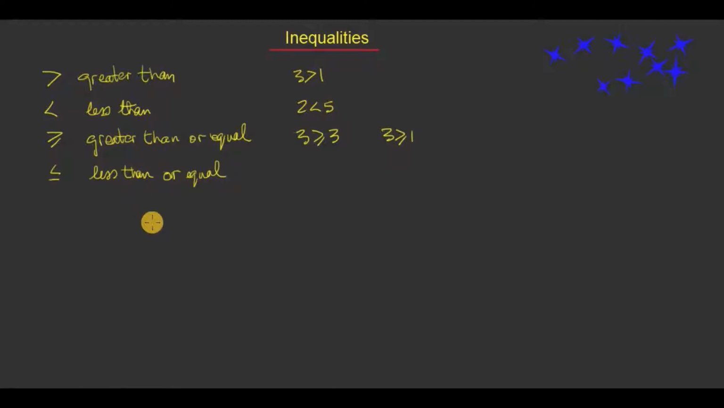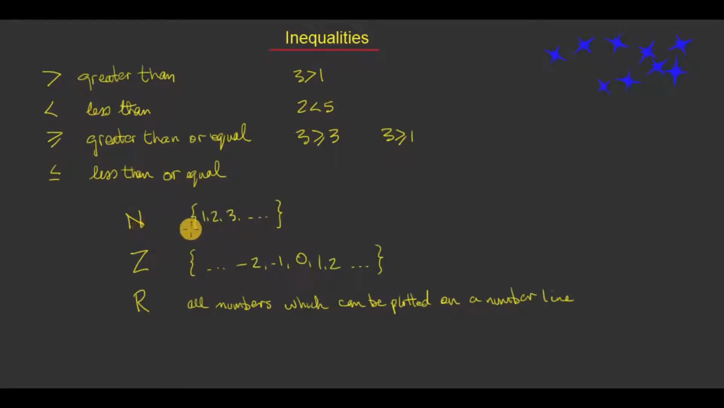You need to be aware of the number systems as well, the types of number that we're dealing with. We have natural numbers, we have integers, and we have real numbers. The natural numbers is a set of the counting numbers, 1, 2, 3, and so on up to infinity. Integers are from negative infinity including 0 up to positive infinity. Natural numbers and integers are all whole numbers. And real numbers are all numbers which can be plotted on a number line, including fractions and decimal points.